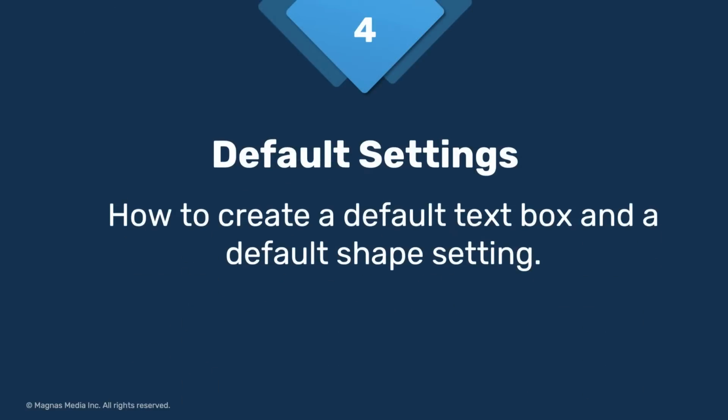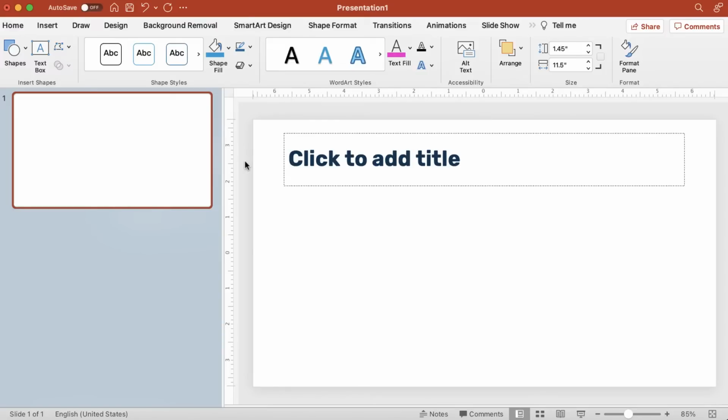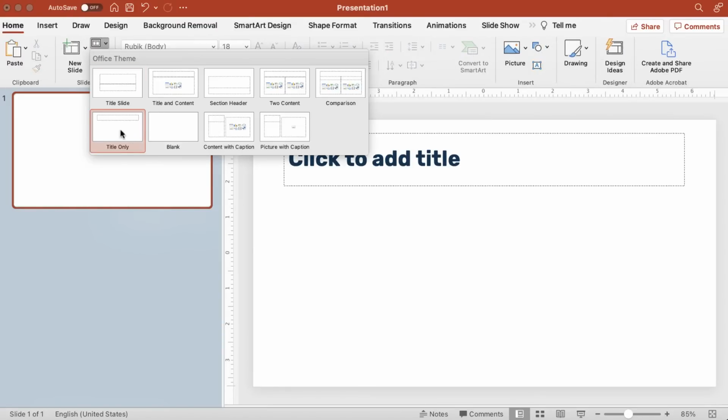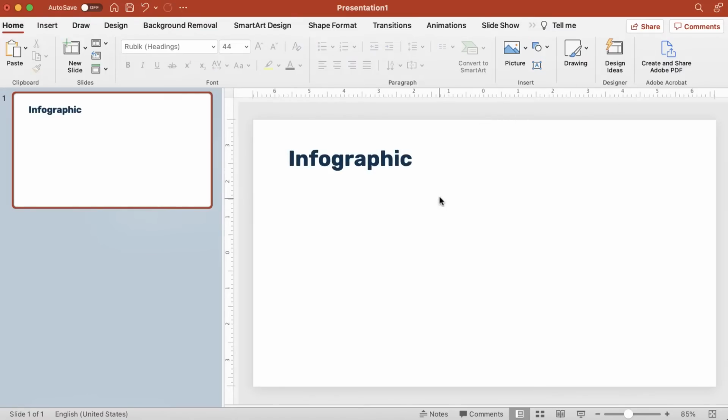So now, in addition to setting the font and color themes, there's an extra step that you can do that could save you time, and that is creating some default settings. So let me show you what I mean. If I'm now in a brand new presentation and I've clicked the layout that says title only. So let's say I wanted to create an infographic in here. And I wanted to start creating some shape and text.